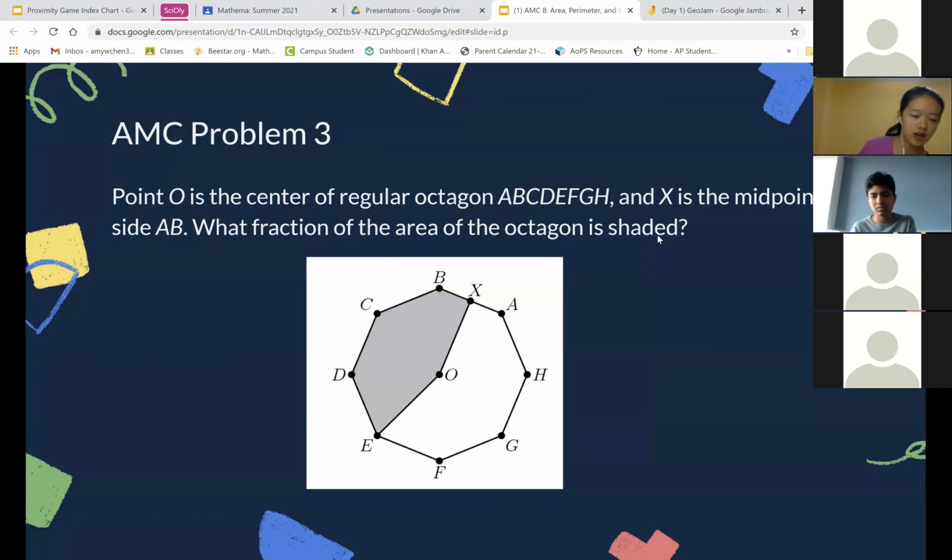Okay, let's do this one. Number 3: point O is the center of regular octagon ABCDEFGH, and X is the midpoint of side AB. What fraction of the octagon is shaded? And hint, for this, you don't actually need to find the area. You just need some thinking.